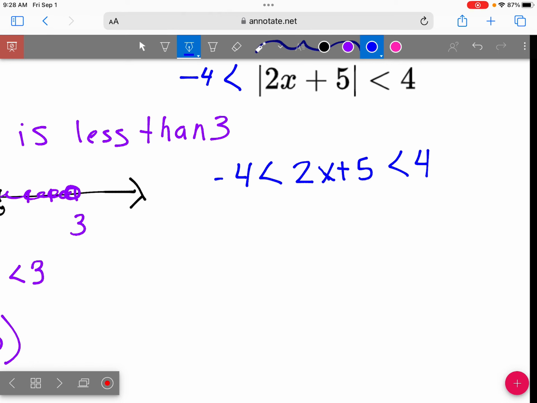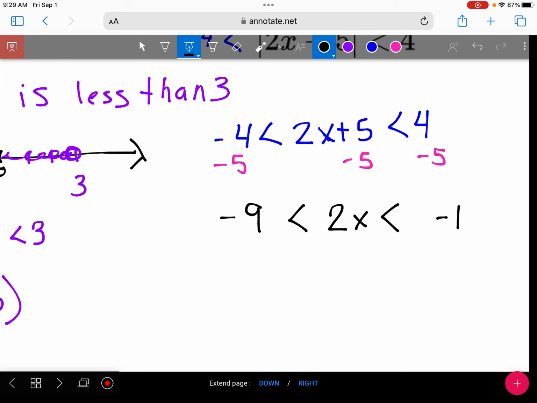We are going to subtract, not from both sides, but from all sides. We're going to subtract 5 from here, from here, and from over here. So we're going to have -9 is less than 2x is less than -1. And then what do we do? Divide by 2 on all sides. So we've got -9/2 is less than x is less than -1/2.